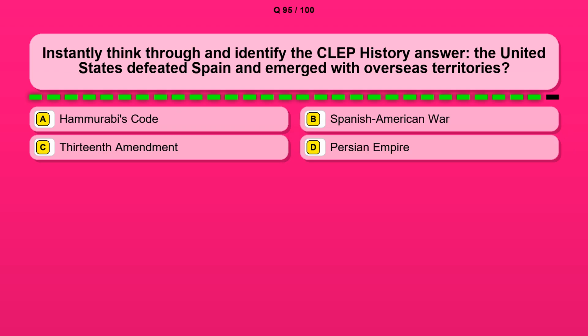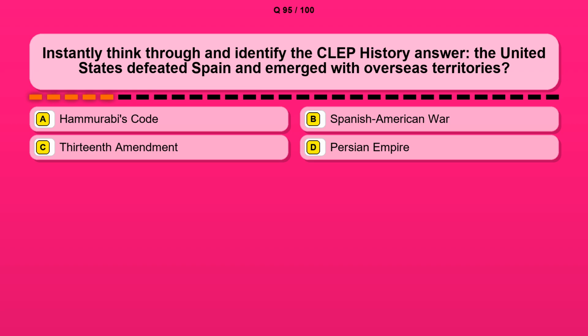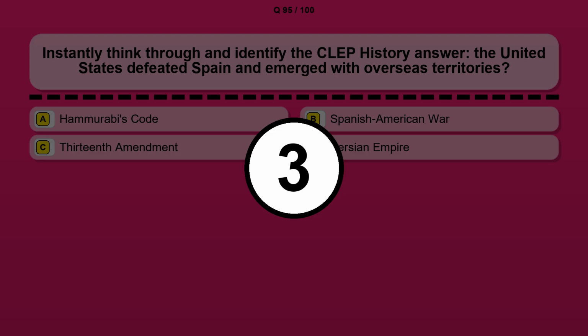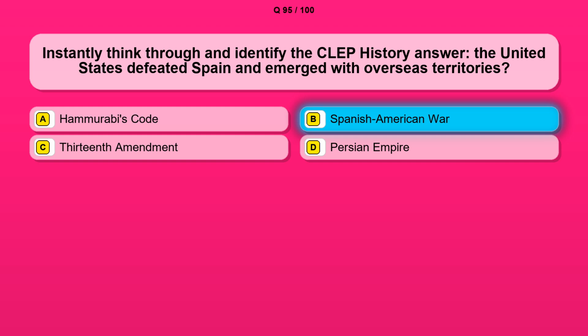Question 95. Instantly think through and identify the CLEP history answer. The United States defeated Spain and emerged with overseas territories. Option A, Hammurabi's Code. Option B, Spanish-American War. Option C, 13th Amendment. Option D, Persian Empire. The correct answer is option B, Spanish-American War.